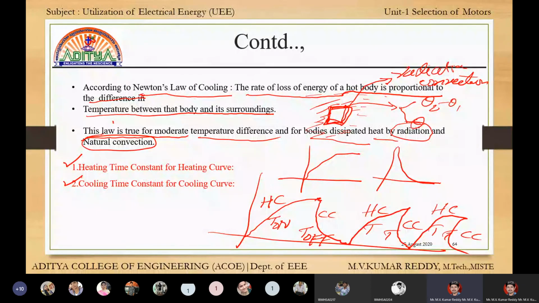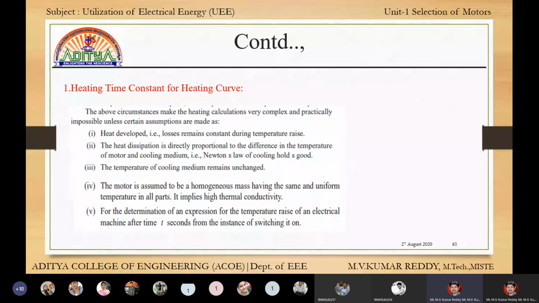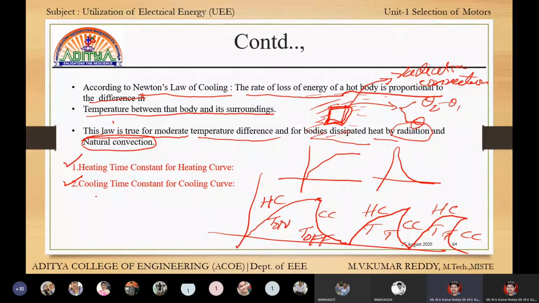This is the graph, and here this is the first derivation, an important derivation. Already we discussed one derivation previously, and this is the second derivation in this chapter. Third derivation is the cooling time constant derivation. The first derivation is for intermittent loads. For intermittent loads, we are calculating the motor final temperature.